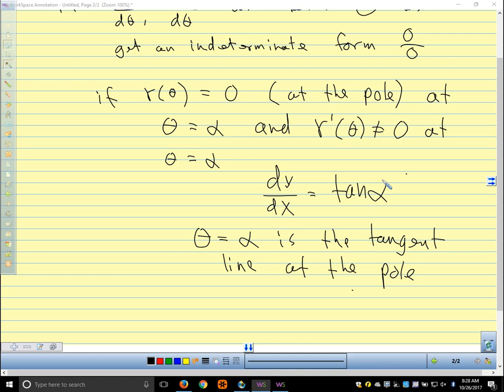So this is our process for finding the tangent line at the pole. We check to see where r of theta is 0. We look at those theta values and see if r prime is not 0. And whatever angles those are going to be the tangent lines at our pole. If they're both 0, dy d theta and dx d theta, we probably have a cusp or something similar.